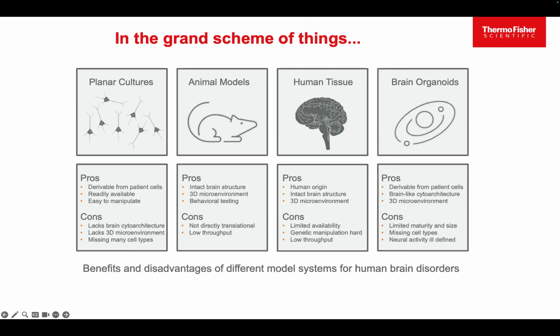Well, you may have seen this slide before, but the long and the short of it is we've got a few different model systems that we use to study the brain, right? Starting on the left here, and this list is by no means all inclusive, right? There's loads of other types of models as well, but I've put what I think are the more common ones here. Starting on the left, we've got planar.